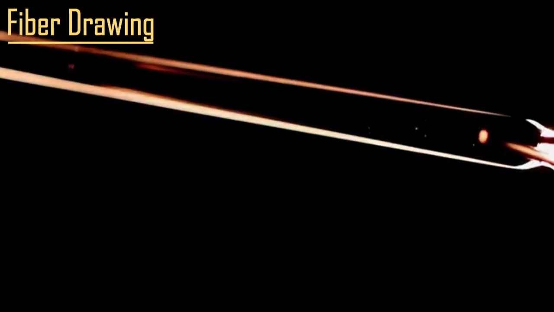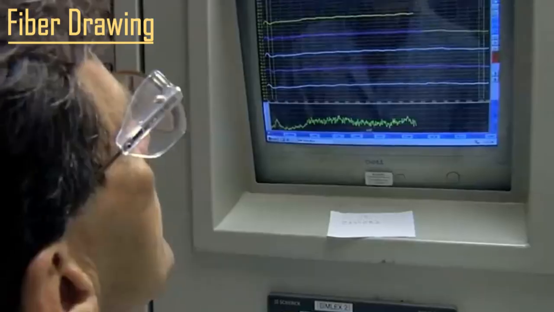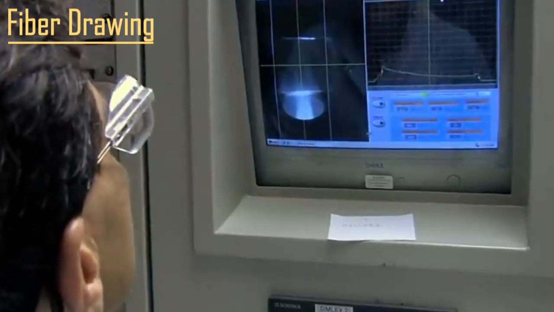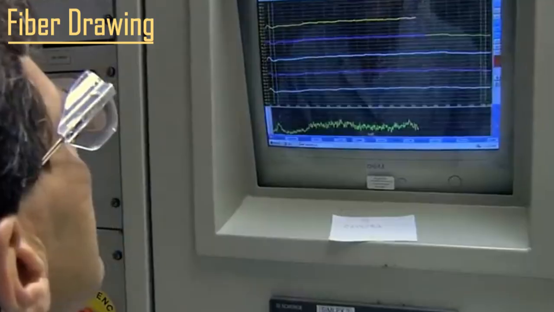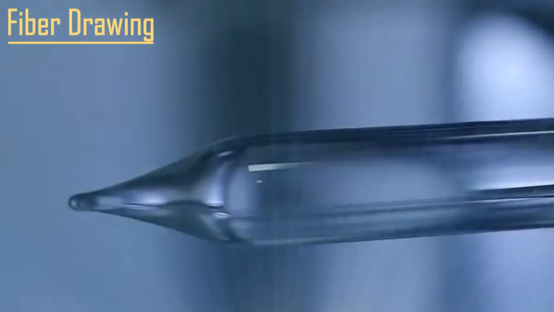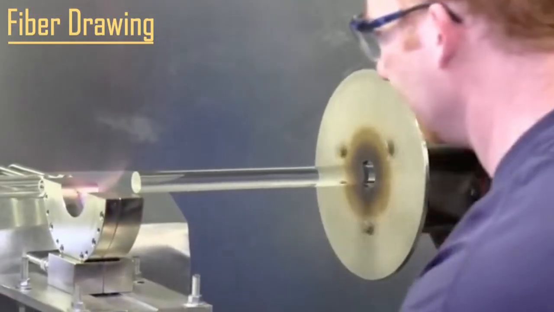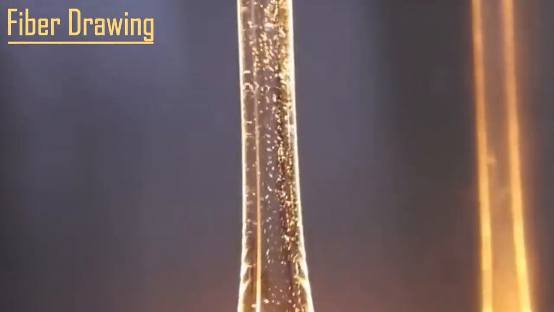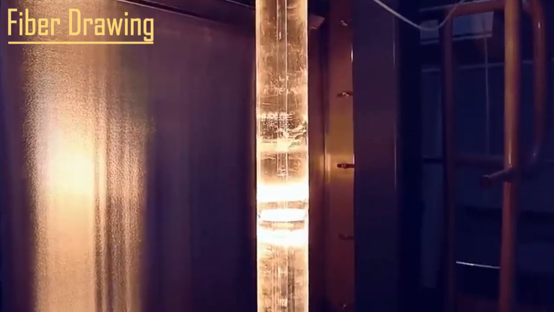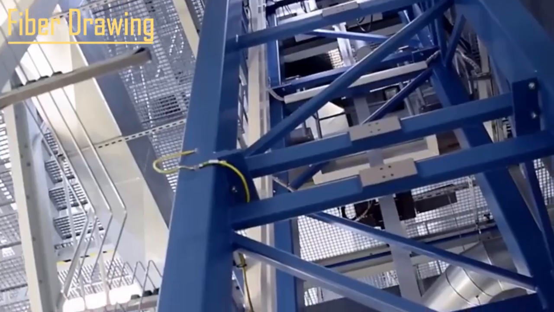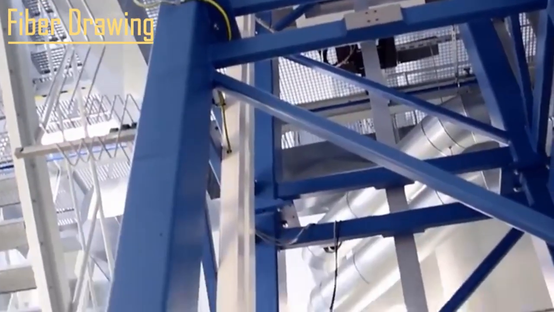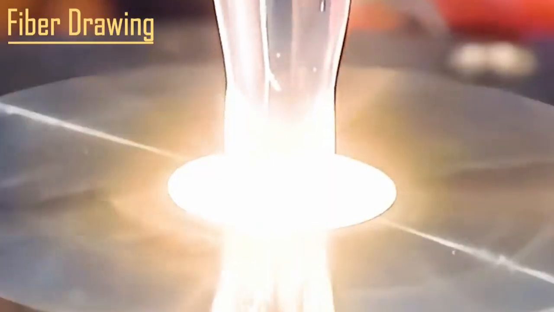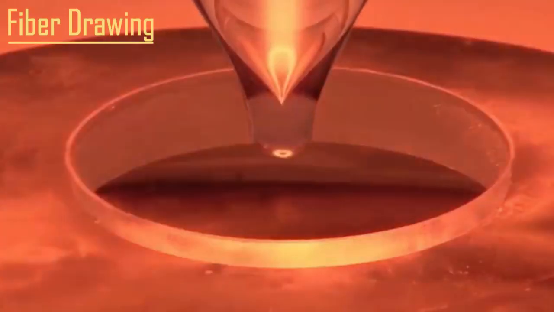The preform is moved into a towering steel structure, often rising over 60 feet tall. The top of the preform is held in place and fed into a special furnace, where the temperature can reach nearly 3,600 degrees Fahrenheit. As the glass softens, a small drop is pulled into a thin, continuous strand. The strand is drawn straight down to a diameter of only about 0.005 inch, thinner than a human hair.